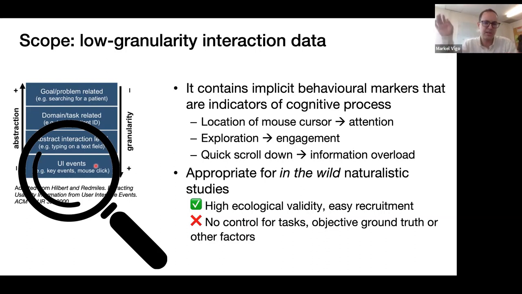Where people are using a system for a long time, they might lose the awareness that they are taking part in a study as well. So it has high ecological validity. It's easy to recruit a lot of participants, although there are also some weaknesses: you cannot control for the tasks, and it's difficult to collect objective ground truth about the experiment or study you are conducting, okay?